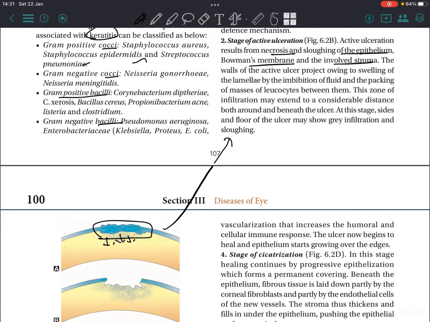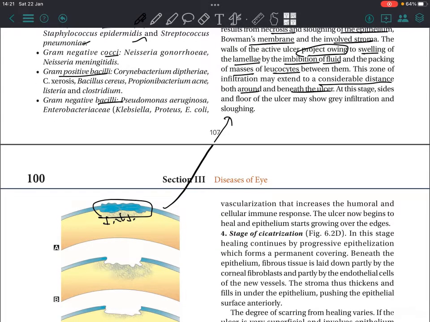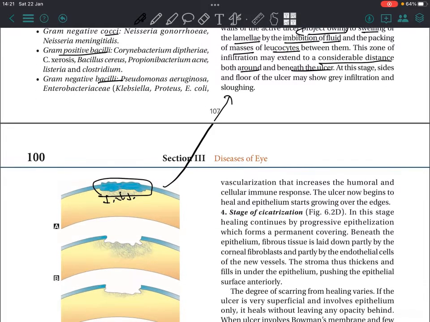The walls of the active ulcer project owing to swelling of lamellae by imbibition of fluid and packing of masses of leukocytes between them. This zone of infiltration may extend to a considerable distance both around and beneath the ulcer. At this stage, the sides and floor of the ulcer may show grey infiltration and sloughing.